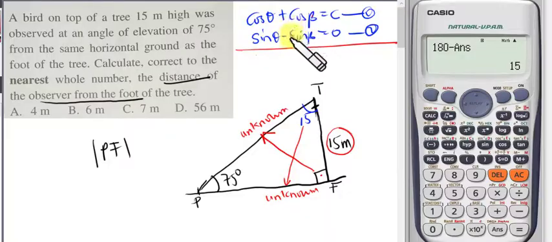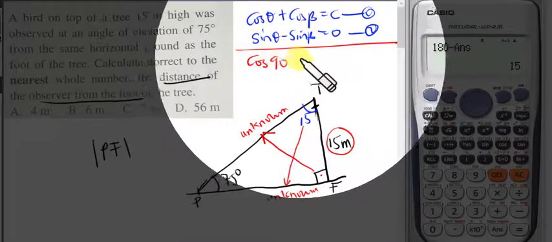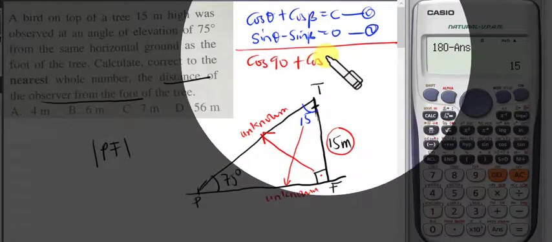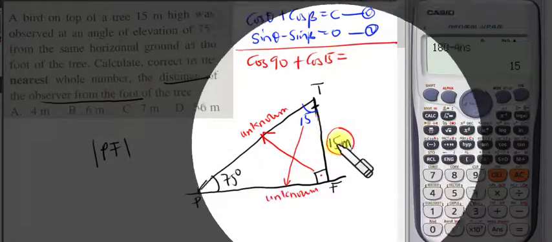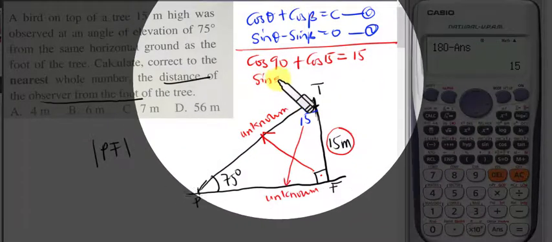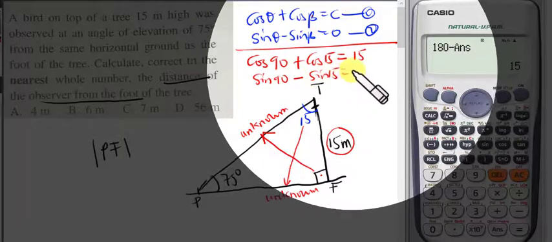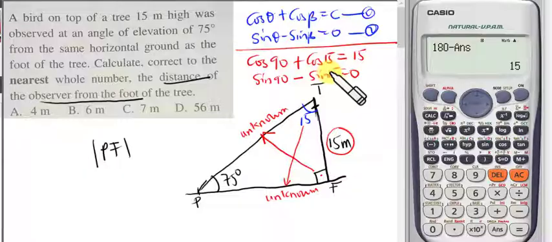So this equation is going to look like this: cos 90 plus cos 15 is equal to the only length we know, that is 15. Then we have sine of the same angle 90, this time around, minus sine of the same angle 15 equals 0. And that is all. And we can find what we're looking for, either PF or PT. So let's press on the on and let's get to work.